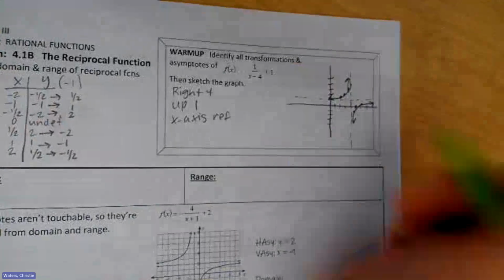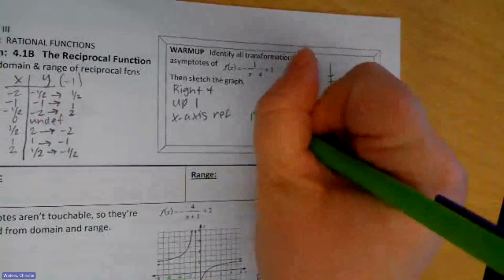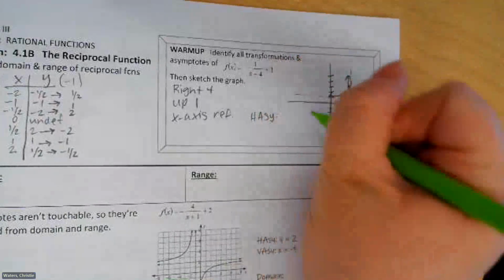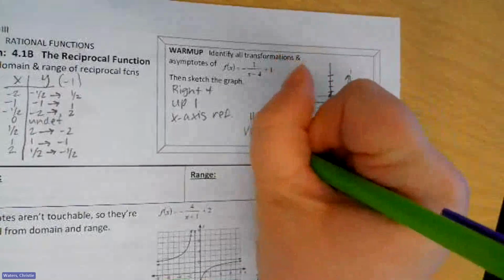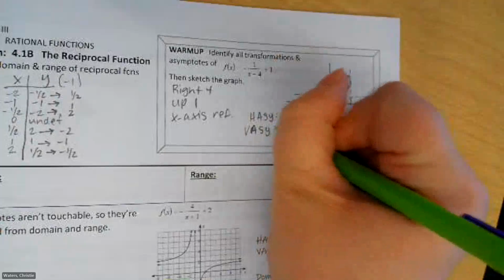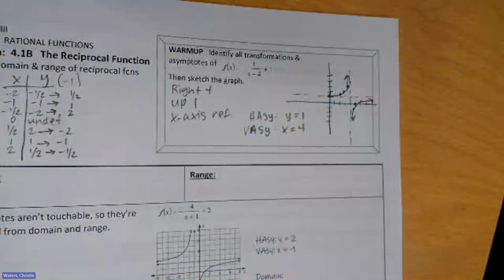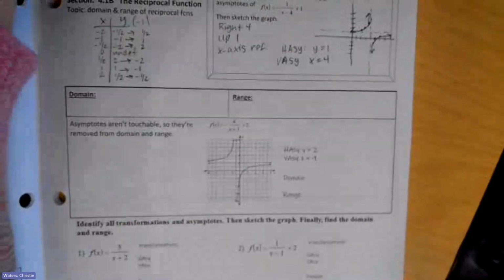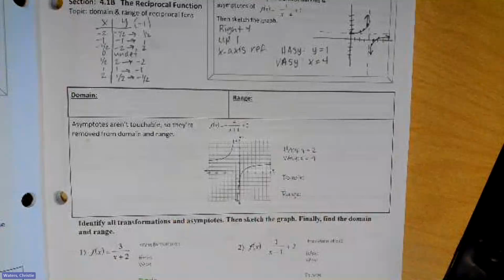So the asymptotes for this one, we've got y equals 1. That's the horizontal asymptote. And we've got x equals 4, the vertical asymptote. Okay, I think I have done everything that's asked of me. So in this lesson, we are talking domain and range. So it's going to be a lot of repeat from the last lesson, and we're adding in there the piece of domain and range. So there is a pattern for the domain and the range.